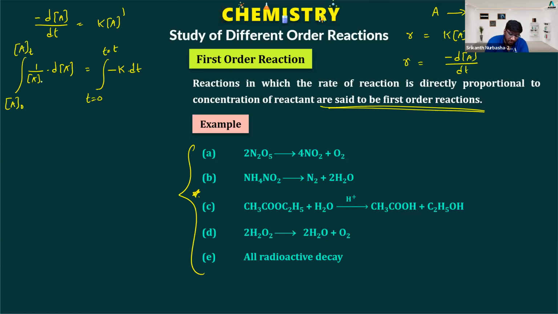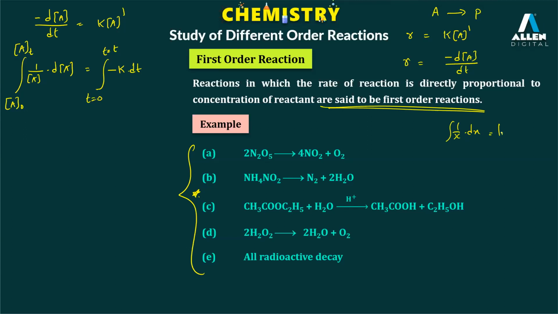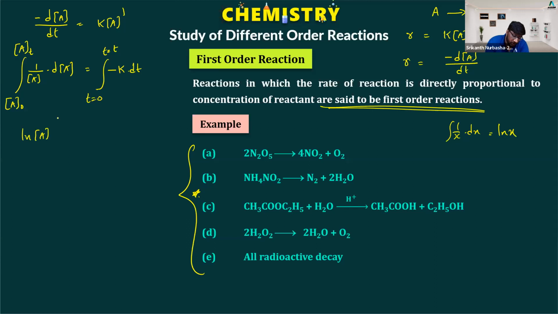Concentration of A. Integral 1 by x dx is what? Integral 1 by x dx is ln x. Ln means logarithm to the base e. So ln of concentration of A, upper limit and lower limit, you have to substitute after that. The next step will do it. Minus k into t, integral dt is t. Lower limit time t is equal to 0 to upper limit t.